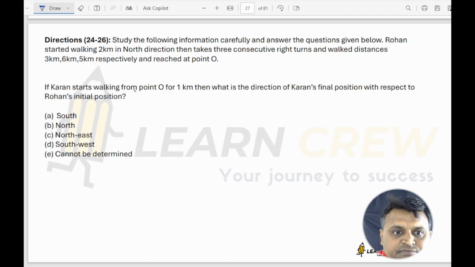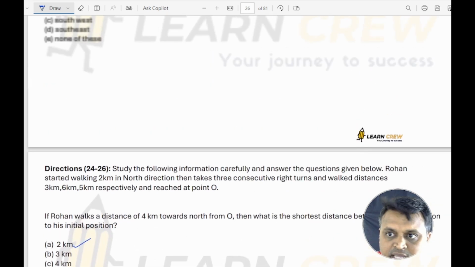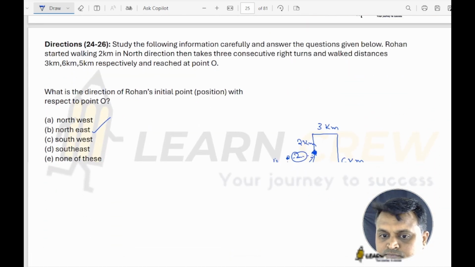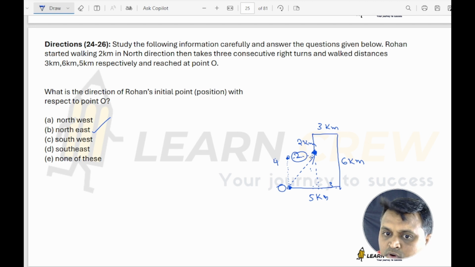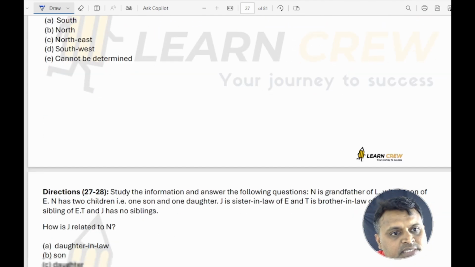If Karan starts walking from O for 1 kilometer, what is the direction of Karan's final position with respect to Rohan's initial position? Karan is starting from O. With respect to Rohan's initial position, it would be southwest. So the answer is southwest. Next one.